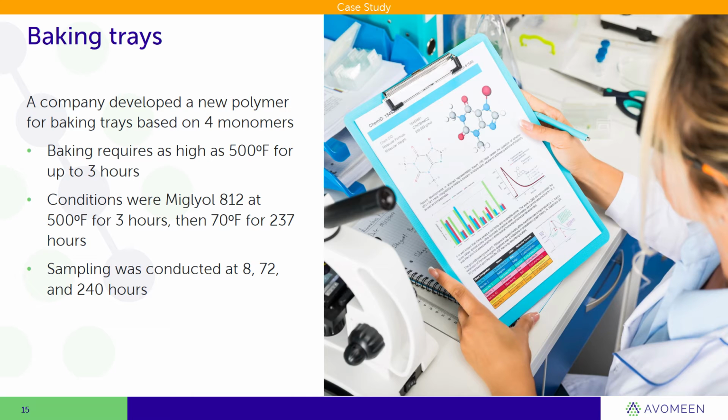So we used Miglyol 812, which is a commercial oil, more chemically simple than corn oil, for example, and an acceptable oil at 500 degrees Fahrenheit for 3 hours and 70 degrees for 237 hours. So the balance of the 10 days, it was just kept warm. You bake muffins at 500 degrees Fahrenheit for 3 hours, and it sits in the muffin tray, your baking tray, for 10 days. And here's your sampling at 1 day, 3 days, 4 days afterwards, and 10 days.